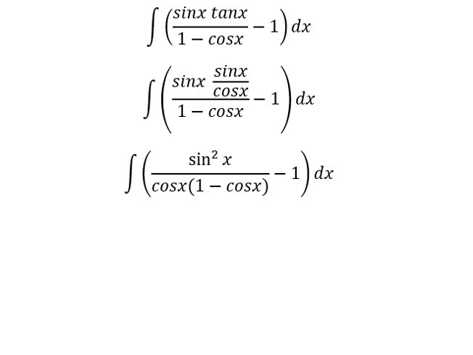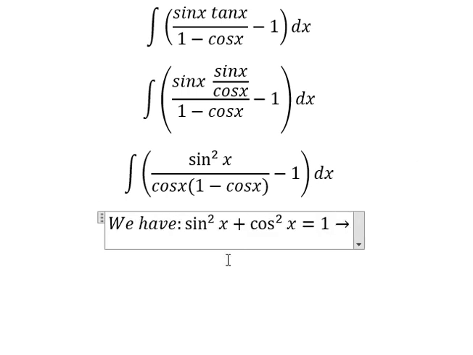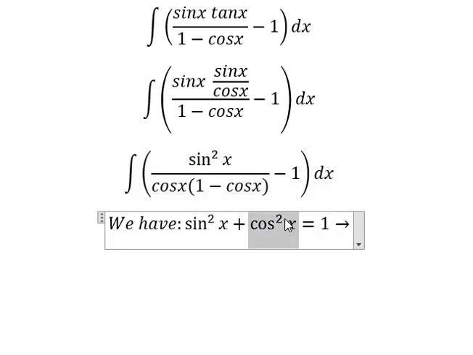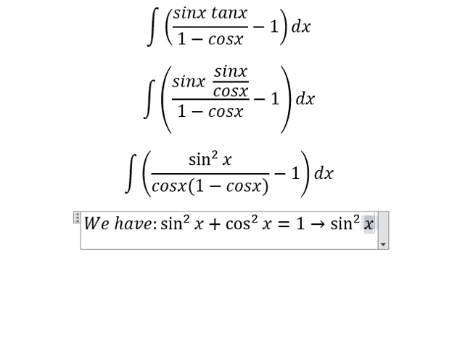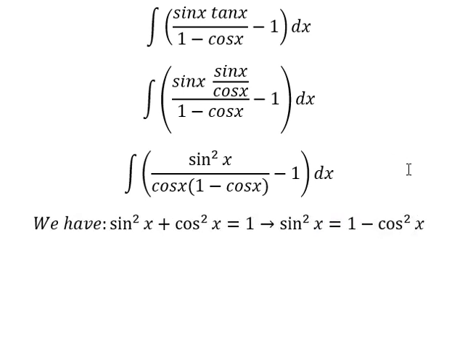Next, we have the formula in here: sin x squared plus cosine x squared equals 1. Because we have sin x squared, I will move this one to the right, and we have sin x squared equals 1 minus cosine x squared.